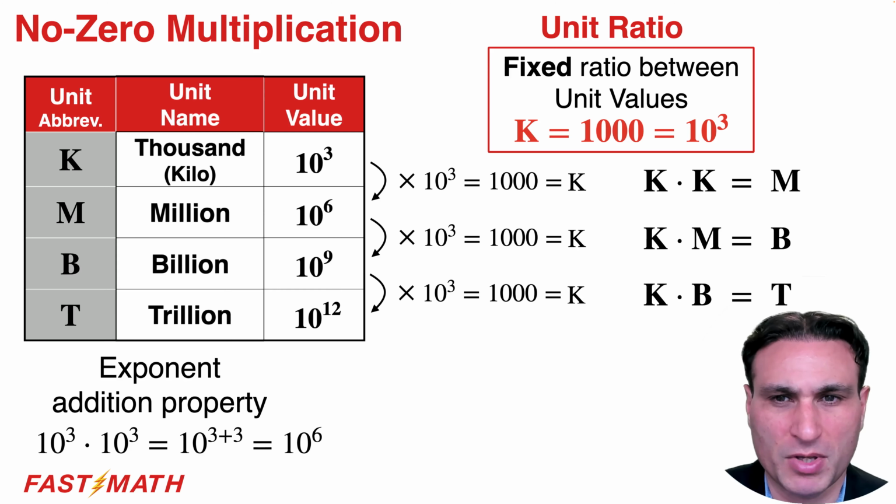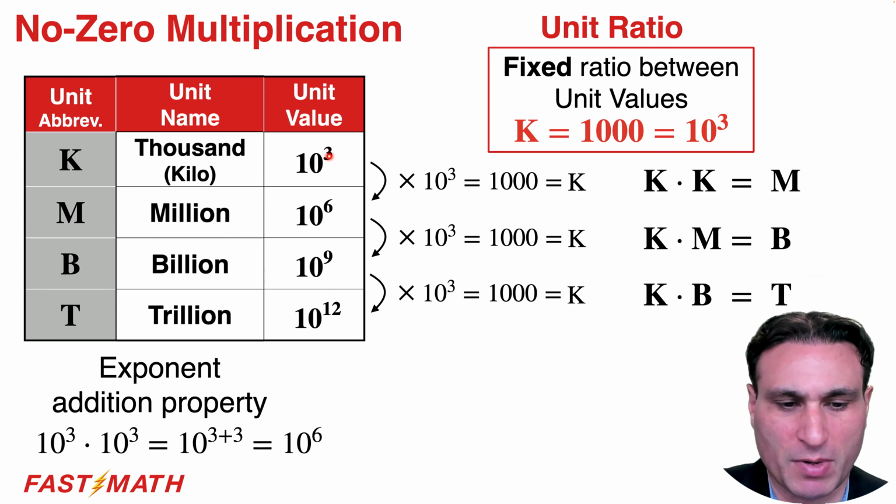To explain, because the exponent of 10 increases by 3 with each larger unit, each unit value is 10 to the third, or 1,000, or K times the value of the next smaller unit. These equations just express this fact using the unit abbreviations in place of the scientific notation. When I read an equation with unit abbreviations like this out loud, I will generally say the full unit name rather than the abbreviation. So I would read this out loud as 1,000 times million equals billion.